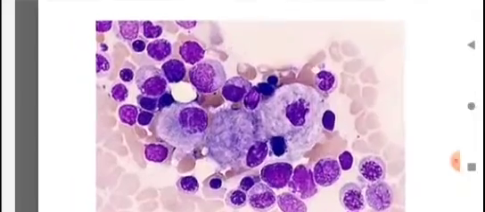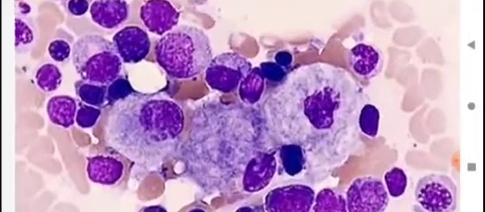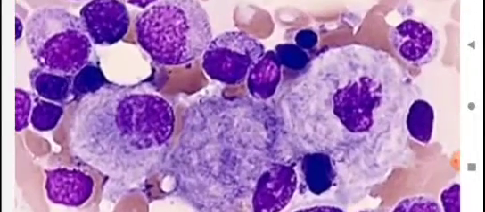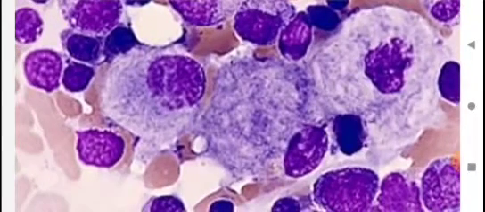So this is the smear of bone marrow. Here you can see Gaucher disease. Typical Gaucher cells are here. You can see the cytoplasm distended and vacuolated.